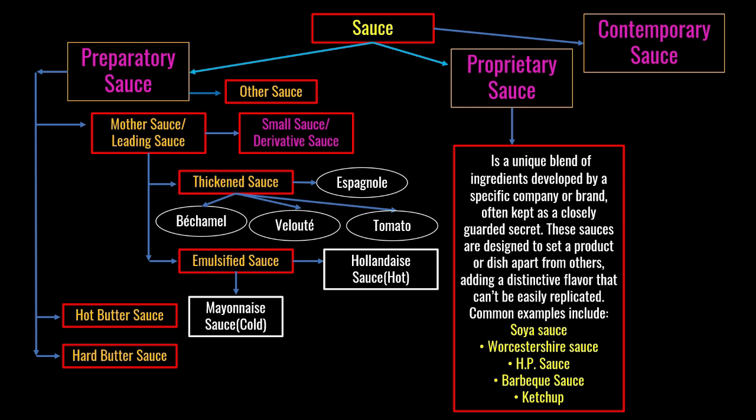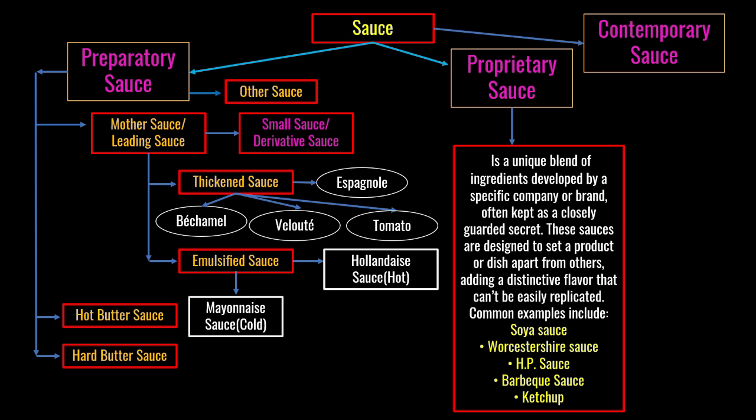So it is a unique blend of ingredients guarded with a secret recipe. In most cases, the brand value is there. They have the patent right for that. You cannot produce the same sauce at home or in any other factory. And the examples you have already cited are soy sauce, Worcestershire sauce, HP or House of Parliament sauce, barbecue sauce, ketchup or tomato ketchup, and different mushroom ketchups are also available. Okay, so this is what proprietary sauce is known as.